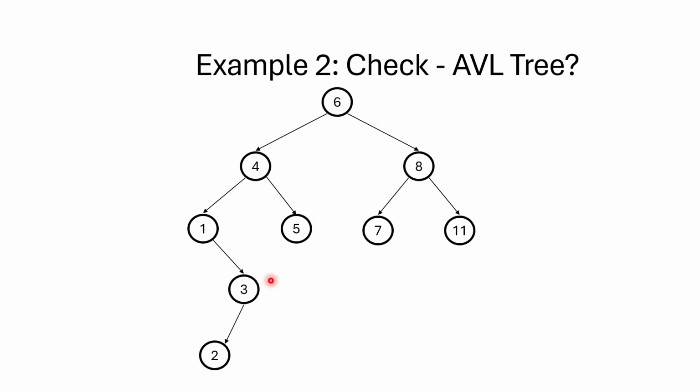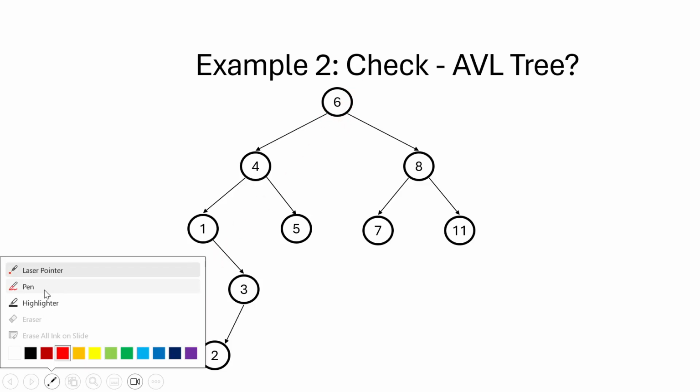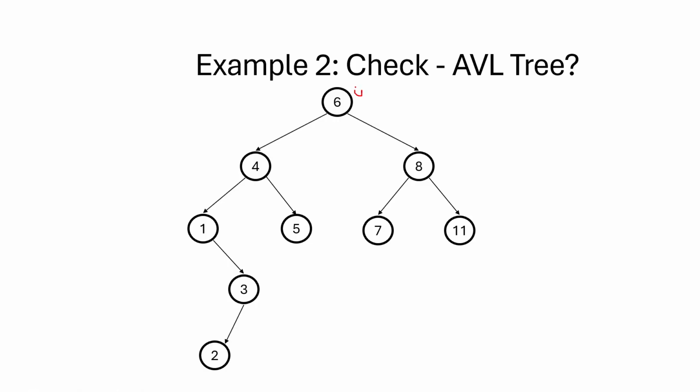Now check this one. For this node, the left subtree height is 1, 2, 3, 4. The right subtree is 1 and 2. So 4 minus 2 is 2. The balancing factor is 2 for this node. Now for this one, the left subtree is 1, 2, 3, and the right subtree is 1. So 3 minus 1 is 2 once again.